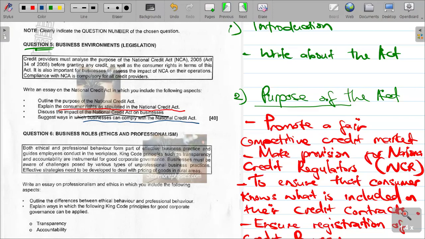The business should be registered with the National Credit Regulator. It is supposed to submit an annual compliance report to the National Credit Regulator. Also, they are supposed to conduct credit checks with a registered credit bureau and consult the National Credit Register. These are the ways in which a business can comply with the National Credit Act.